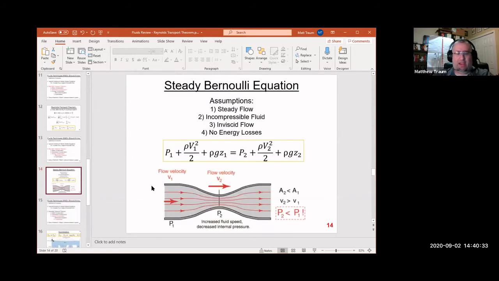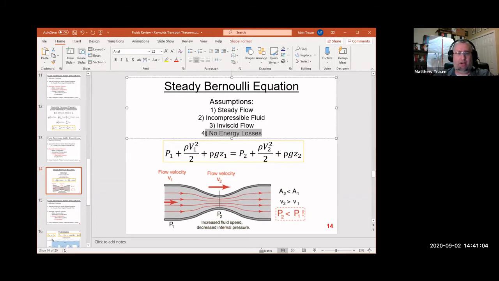Here is Bernoulli's equation, but you have to be very careful with Bernoulli because there are 4 key assumptions that must be true for it to apply. 1 is that the flow is in steady state. 2 is that the fluid is incompressible, again, because of that compressibility term in the energy equation. 3 is that the flow is inviscid, because viscosity is an energy loss mechanism. Combining 2 and 3 gives assumption number 4, which is the big one: that this is a flow that has no energy losses.